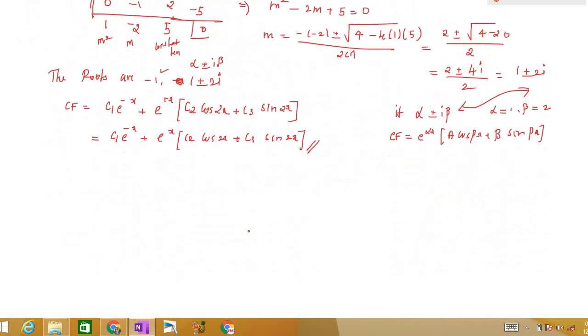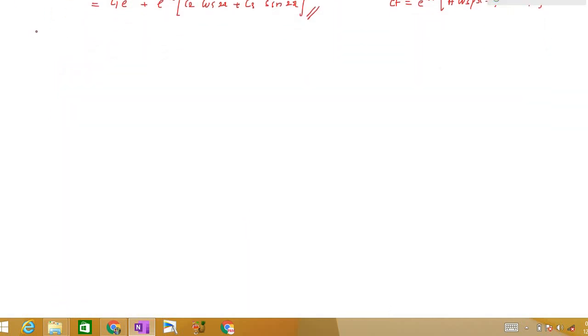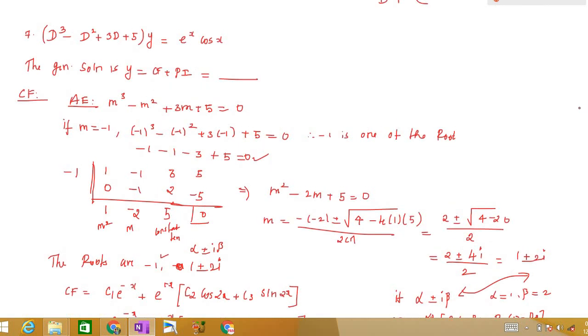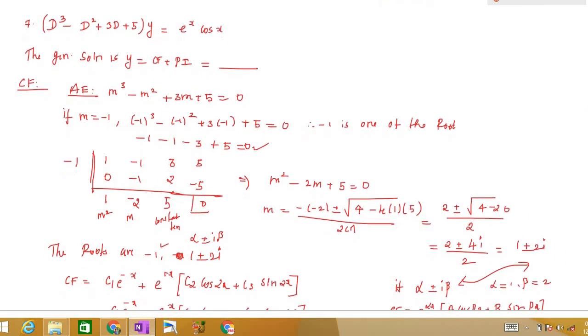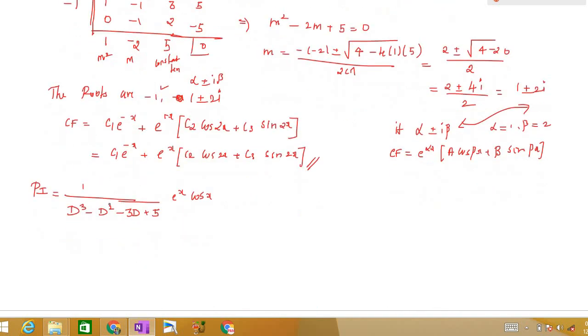Now we need to find the particular integral. This is very important. So this will be 1 by d cube minus d square plus 3d plus 5 of e power x cos x. Now this is the first step, right? In order to write the particular integral, it is 1 by d cube minus d square plus 3d plus 5 of e power x cos x. Actually, is it minus 3d or plus 3d? Yes, plus 3d.